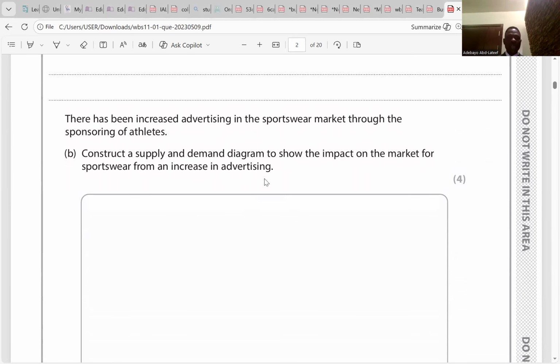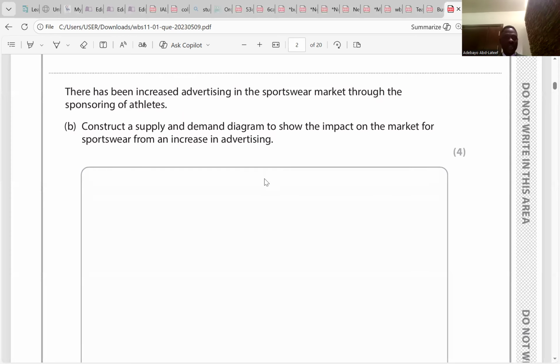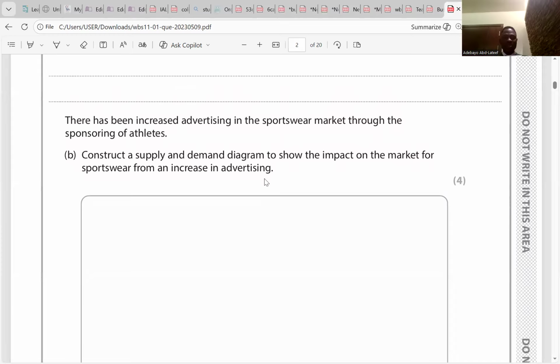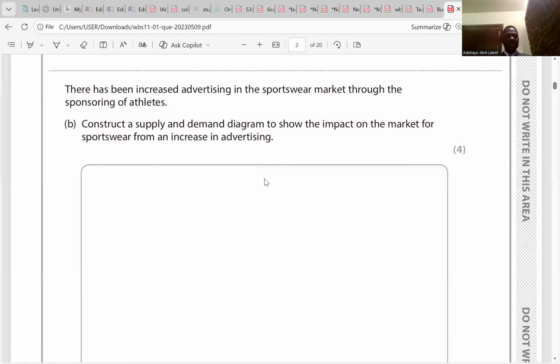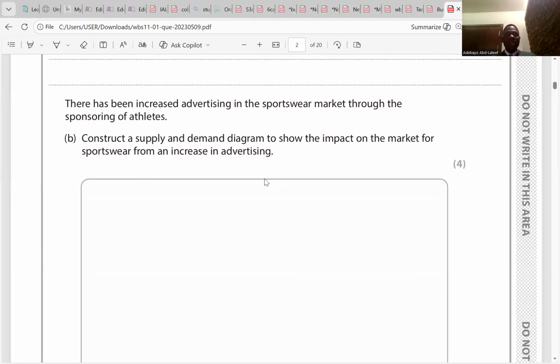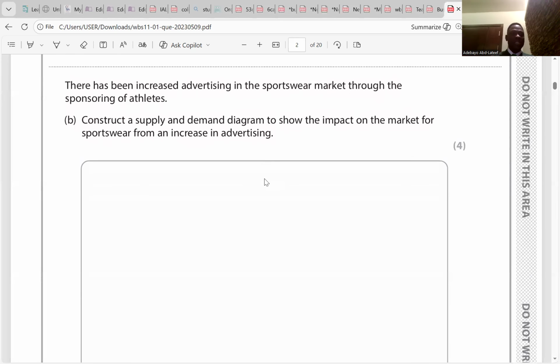Question B, they said, there has been an increased advertisement in the sportswear market through the sponsoring of athletes. Construct a supply and demand diagram to show the impact on the market of sportswear from an increase in advertisement. An increase in advertisement is likely to increase the demand for a product if it is successful, and that will change the demand curve and increase the price. So it is graphically represented like this.